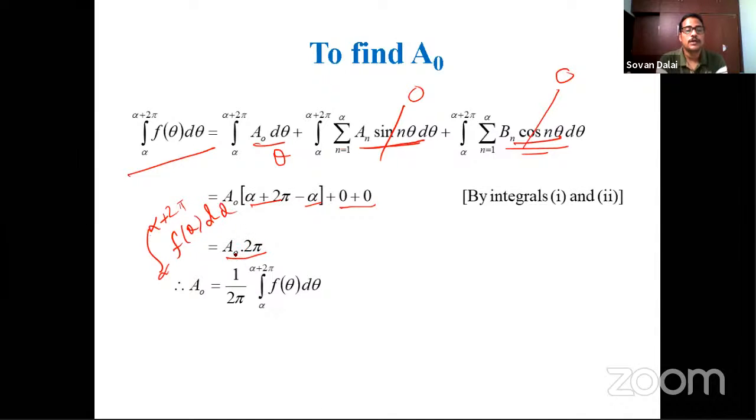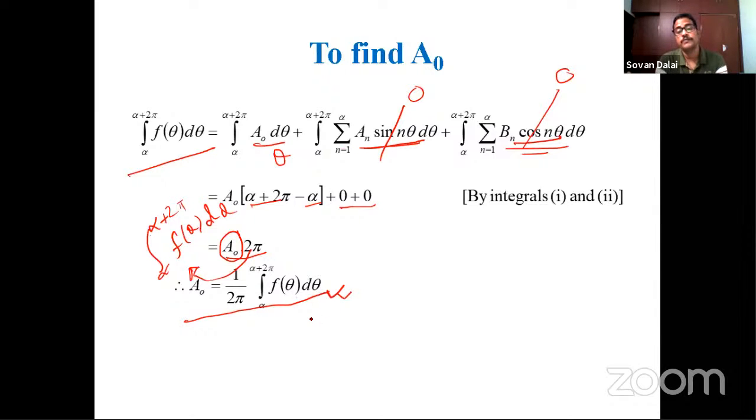Now we want to find out a0, so you replace that by 1 by 2π here. So ultimately a0 is equal to 1 by 2π, integral from α to α+2π of f(θ) dθ. This is the formula for finding a0 for any waveform. If you know the function, we can find the value of a0 by integrating that function within the limits α to α+2π, and multiplying by 1 by 2π.